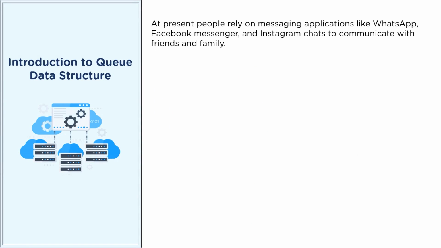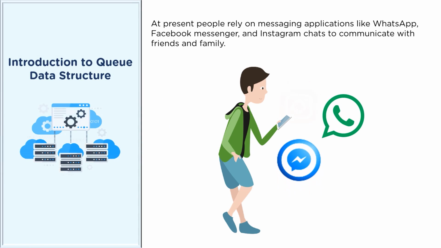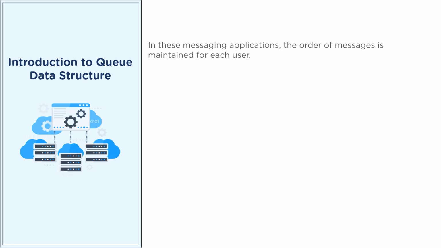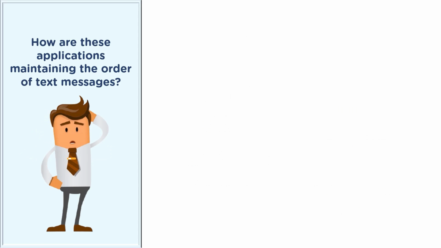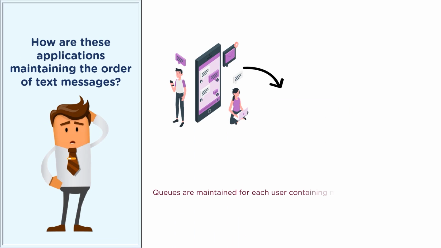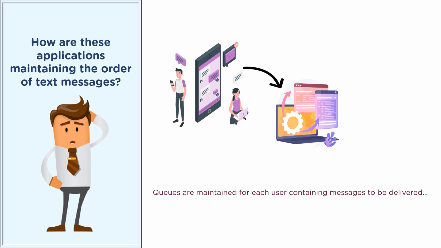You know that all of us depend on messaging applications like WhatsApp, Facebook Messenger, and Instagram chats to communicate with our friends and family members. And while using them, you must have observed that the person you are trying to communicate with receives messages in the same order as you have sent them. Now, the question that arises here is, how is this happening? How are these applications maintaining the order of these text messages? And the solution to these questions brings us to queue.